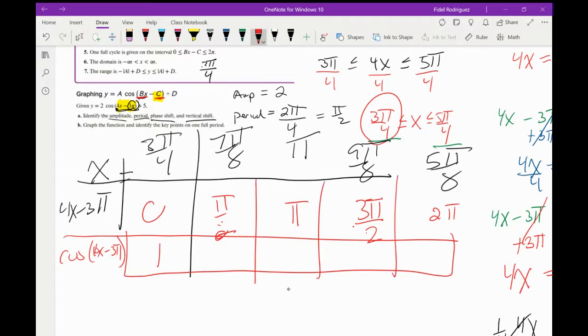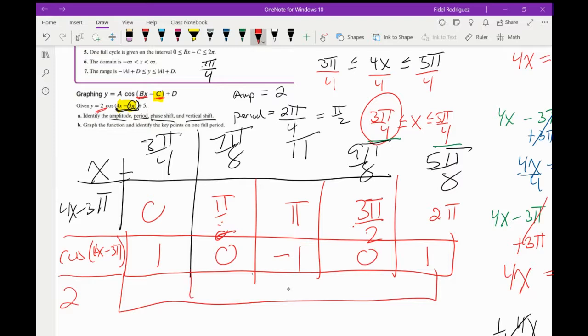Cosine of 0 was 1, 0, negative 1, 0, back to 1. Okay, what do we have in front of it now? A 2. So guys, I'm just going to put a 2 here instead of writing the whole thing out. But you know what I'm doing, right? I'm just multiplying everything by 2. So 2 times 1 is 2. 2 times 0? Very good. Back to 2.